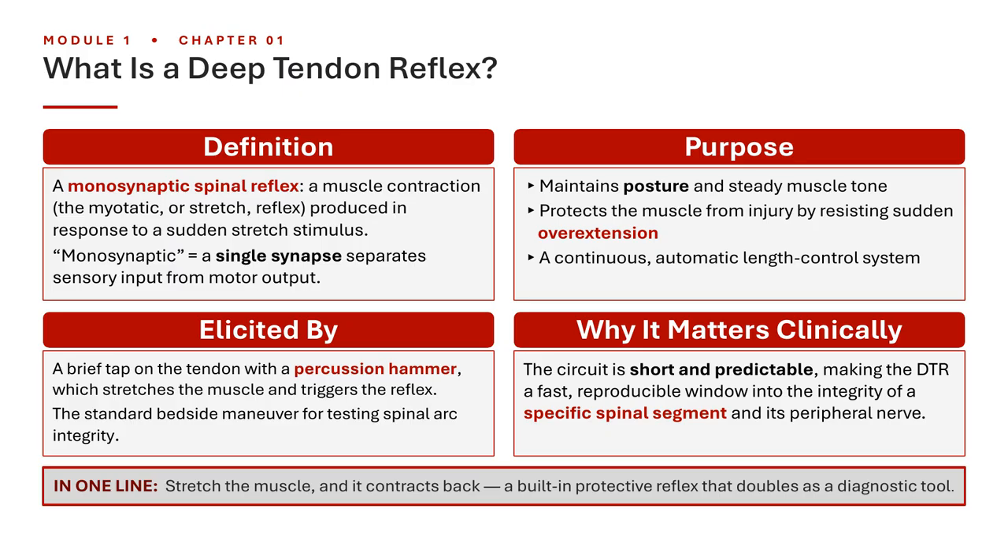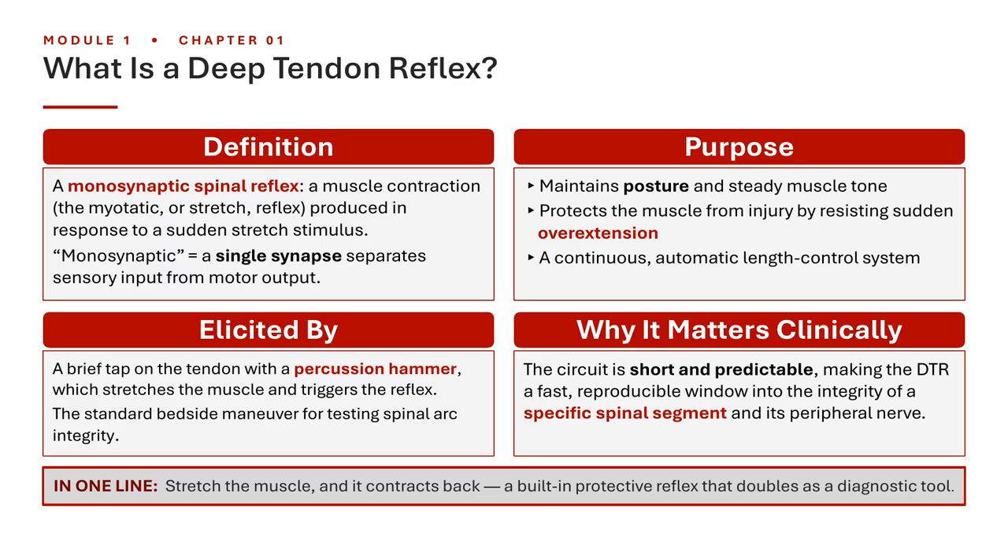What is the purpose? Three things. First, it maintains posture and steady muscle tone, a continuous background function you're not consciously aware of. Second, it protects the muscle from injury by resisting sudden overextension. And third, it operates as an automatic length control system. The muscle is essentially monitoring its own length in real time and self-correcting.